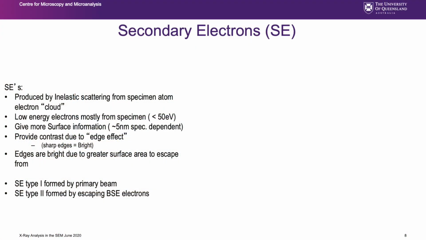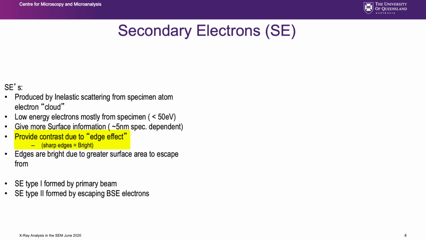Let's talk more about secondary electrons. They are produced by inelastic scattering from the atoms, from the electron cloud. We've talked about that. They are low energy electrons, come from the specimen, less than 50 eV in energy. They give much more surface information, typically coming from the top 5 nanometers. The actual value is statistical and specimen dependent, but that's a good working value for us to start with. They provide contrast due to the edge effect.